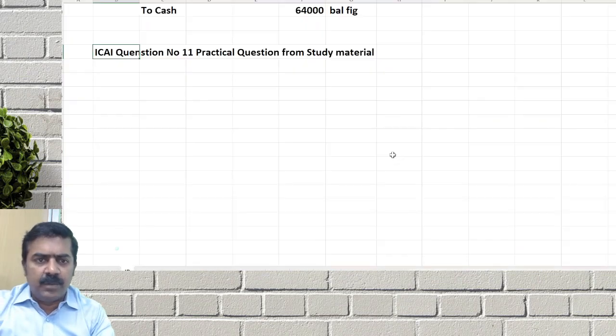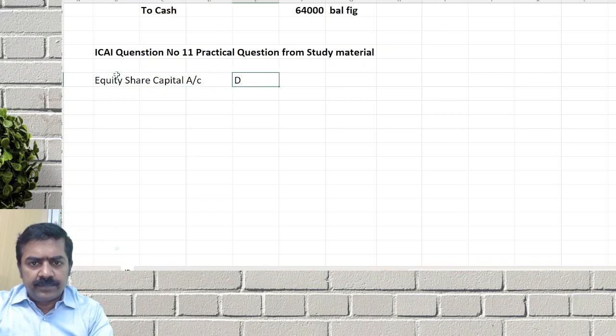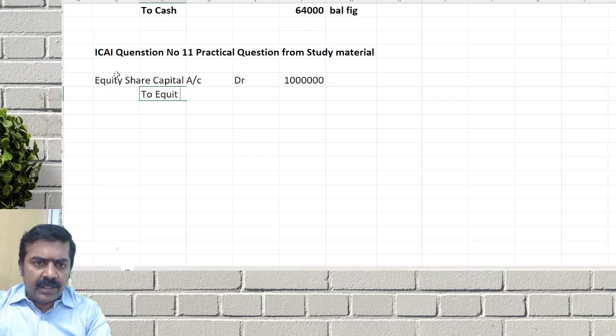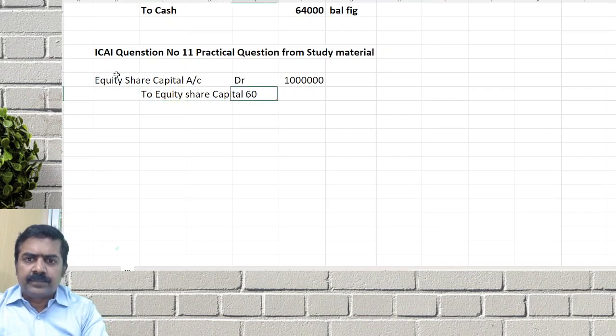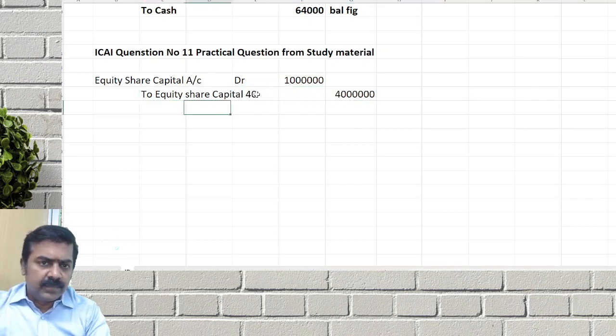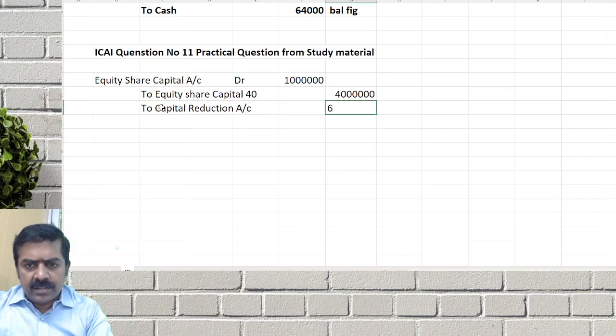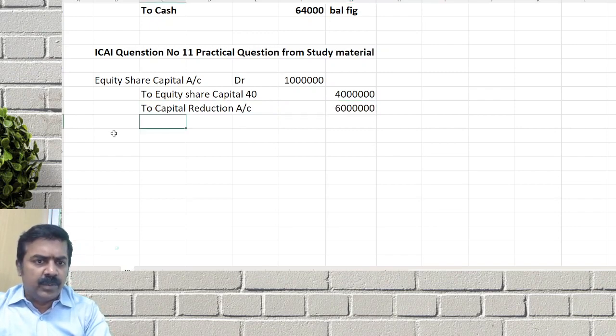Pass the entry. What is the entry you will pass? Equity share capital account debit 1 crore to equity share capital. It will become 60 each, no. Become 40 each. 40 each. Reduced to 40 each. 40 lakhs to capital reduction. Balance 60 lakhs. Take it up along with me, no need to wait.